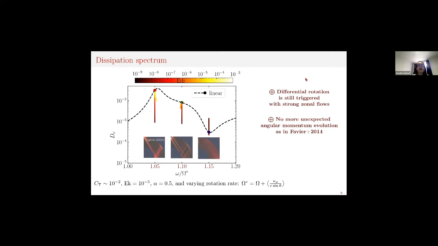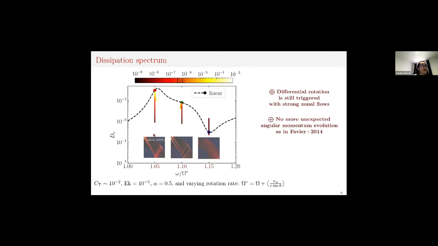And we see again, even if our model is a bit different, that differential rotation is triggered here. So if we start from a forcing frequency, for example, of 1.05, the nonlinear dissipation is trying to catch up with the linear prediction, the linear prediction in dashed line, but then presumably due to the installation of zonal flow, the tidal dissipation rate is going to be modified from the linear prediction. And this modification is stronger when there is clear activation of attractors inside the shell.